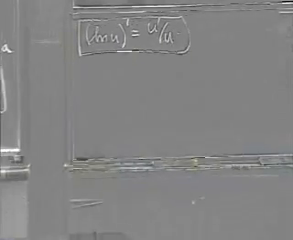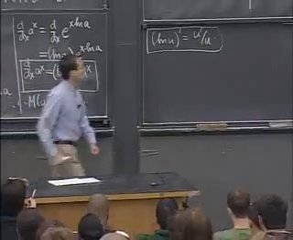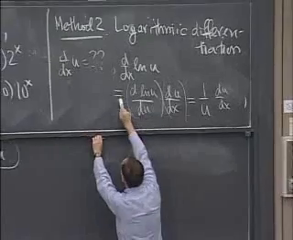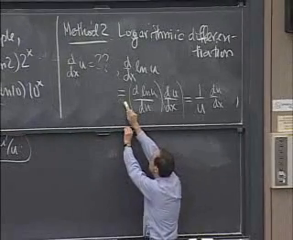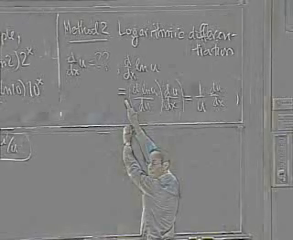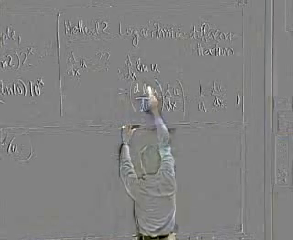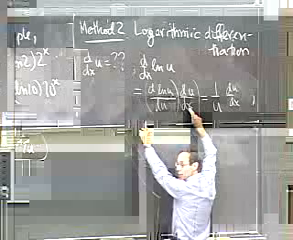How did you get d ln u over du times du over dx? The question is, how did I get this step here? All right. So this is the chain rule. The rate of change of log u with respect to x is the rate of change of log u with respect to u times the rate of change of u with respect to x. That's the chain rule.